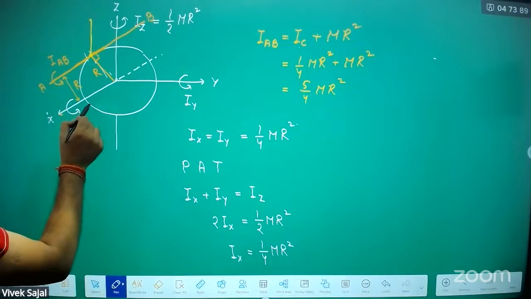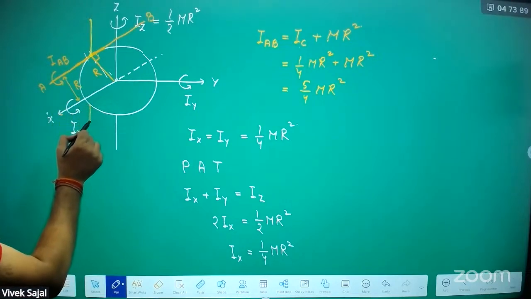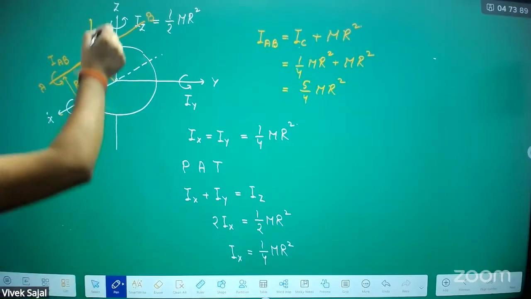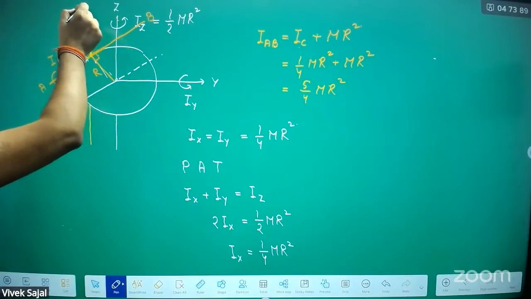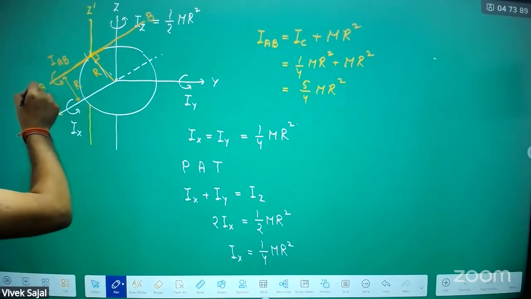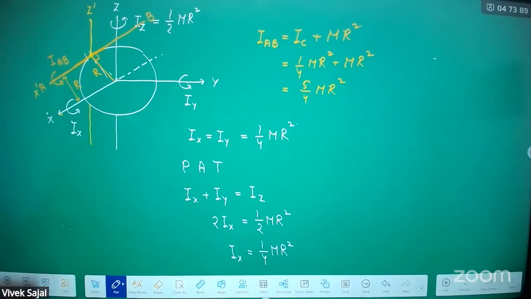Okay? So this axis. This axis, okay? This is the z-axis. I can say this is z prime. This was the x prime axis, so this is the z prime axis. This is x prime. This is the z prime axis. Can you tell me what it will be? What is the perpendicular separation between these two, the z prime and z axis?